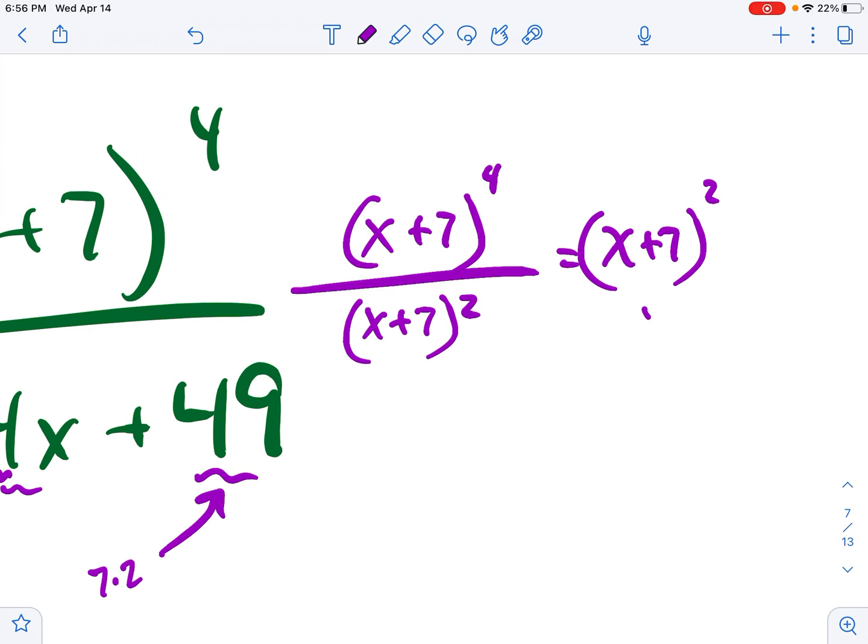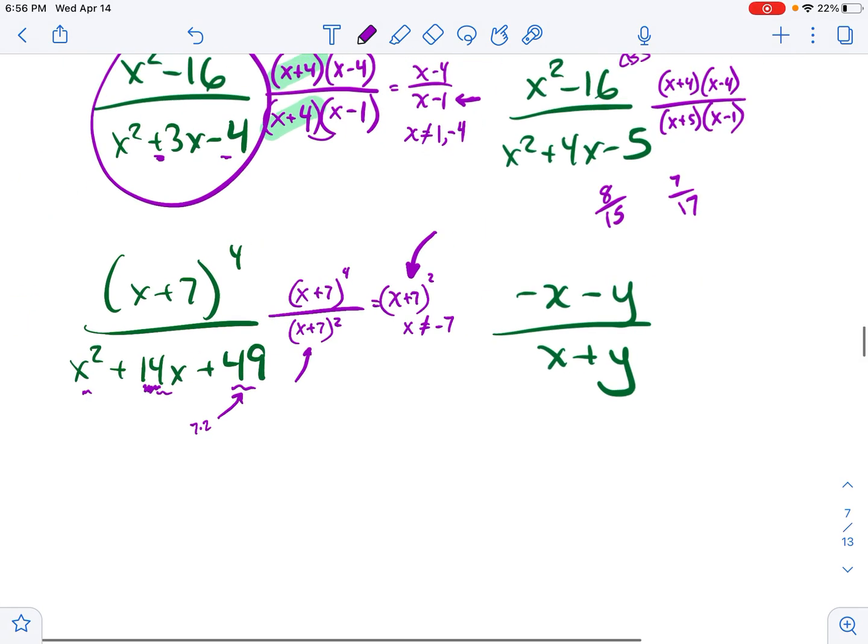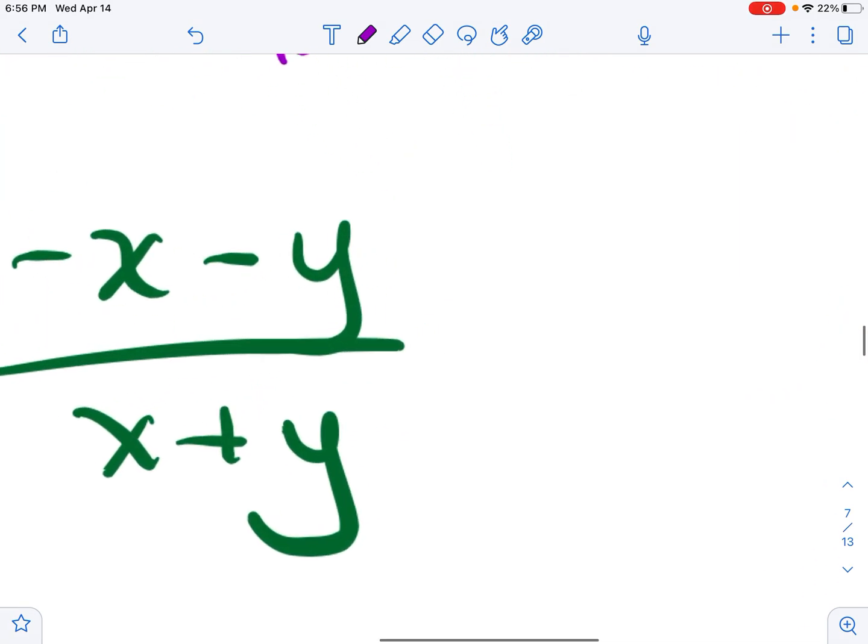I do need to specify, if the directions ask, that x cannot be equal to negative 7, because originally I had this perfect square trinomial in the denominator. It is not apparent here, but restrictions still apply because they are based on the original expression.